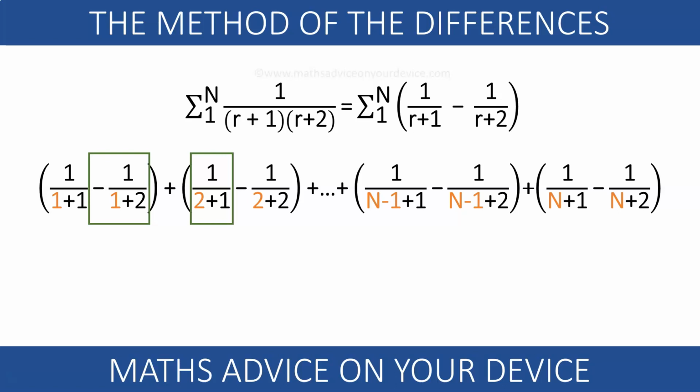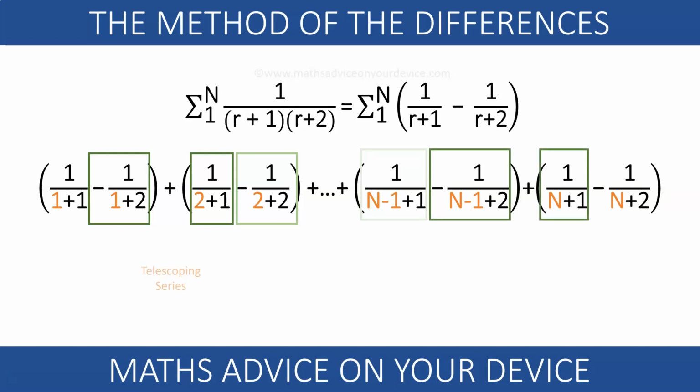The second fraction of the first term cancels the first fraction of the second term. The second fraction of the second term will cancel the first fraction of the third term. This is typical of telescoping series.